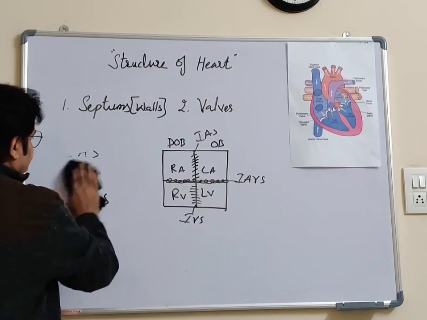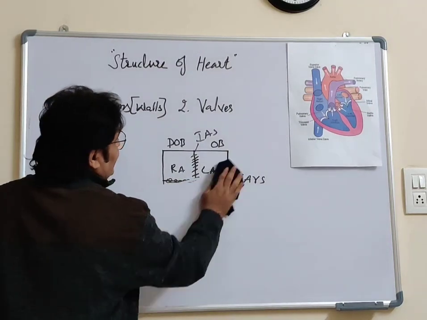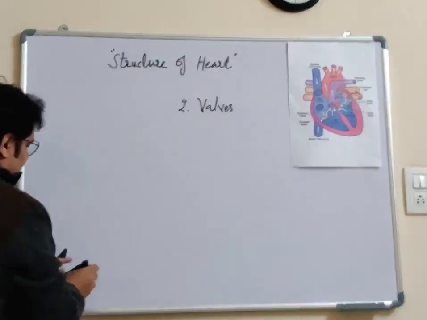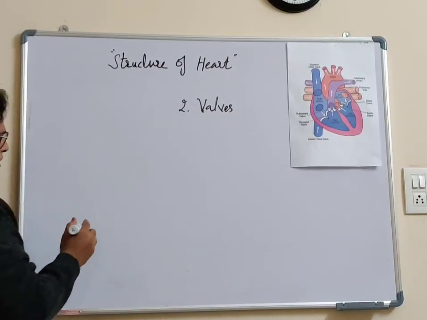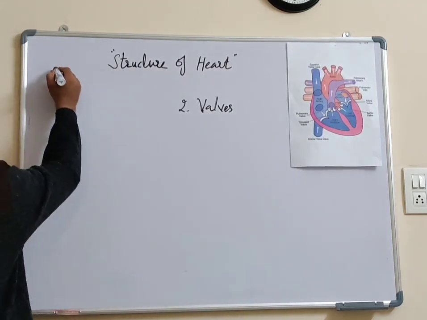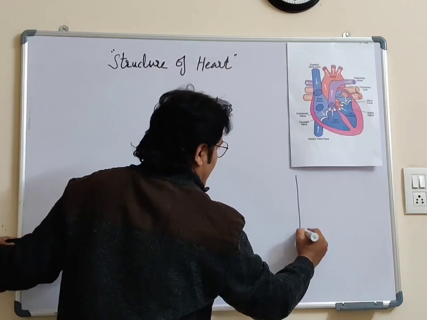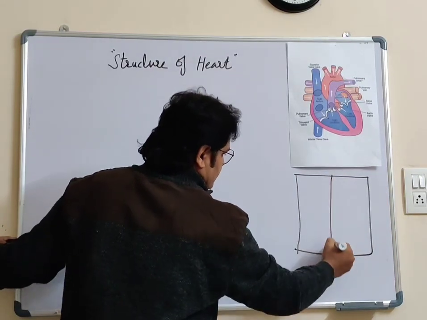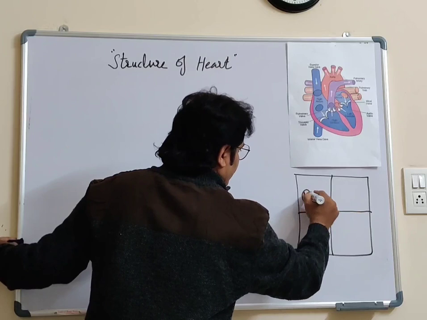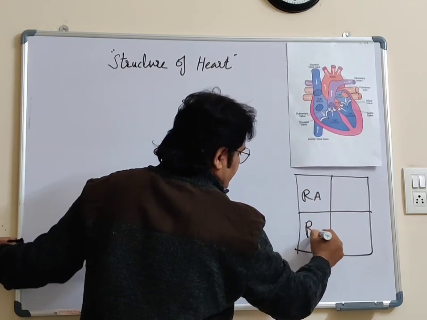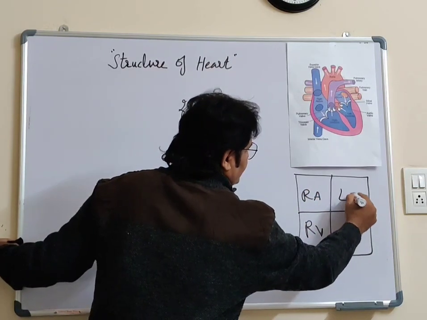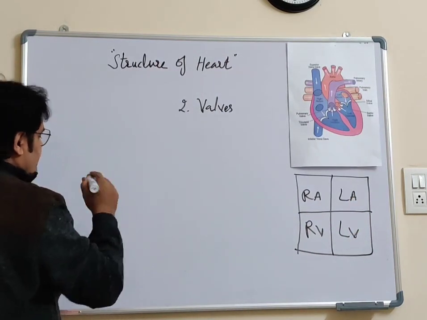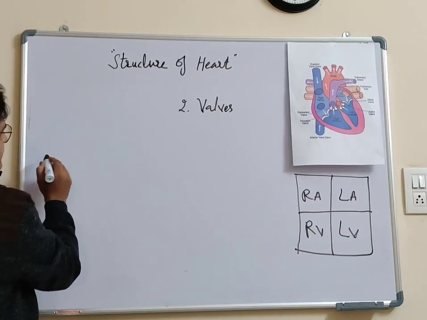Next one, about the valves. Okay. Next is the valves. So how many valves are present in the body? We will draw the diagram. Right auricle, right ventricle, left auricle, left ventricle. Clear? So how many valves are present in the human heart? 4. Total number of valves is 4.